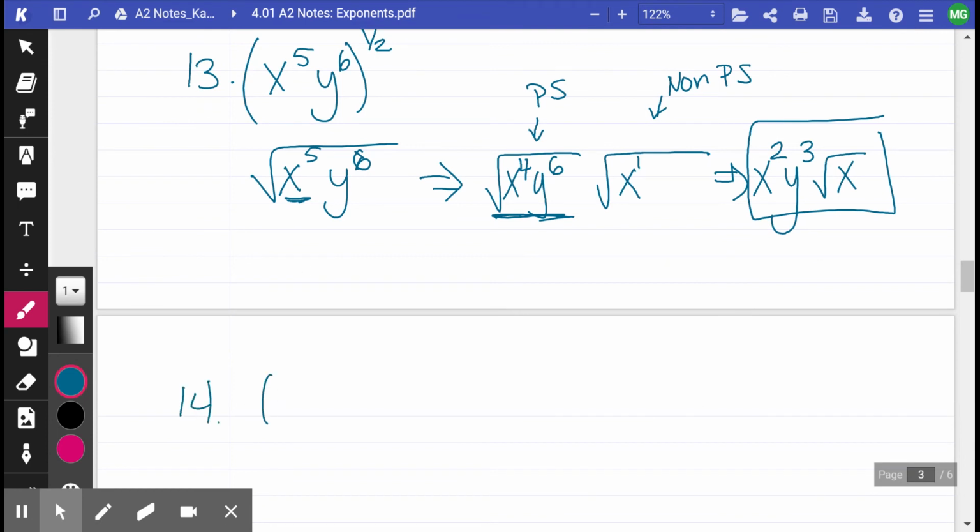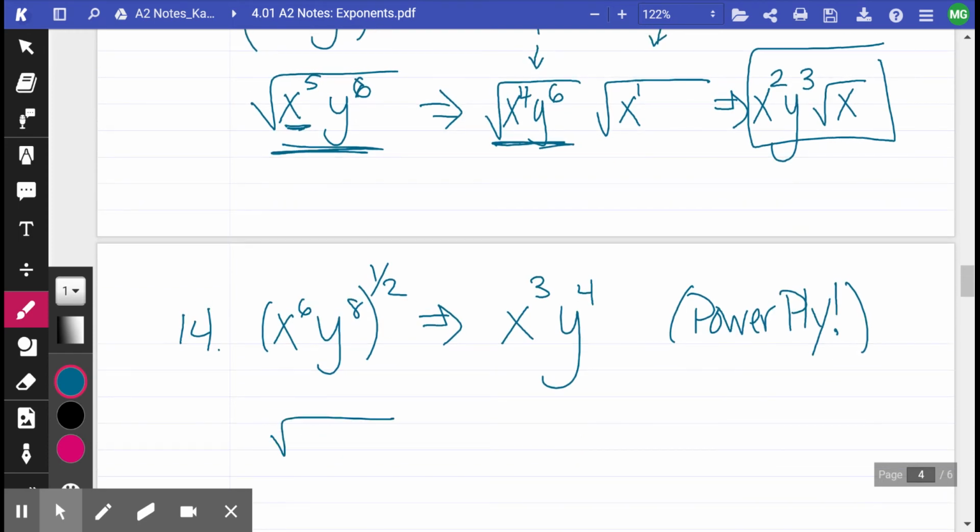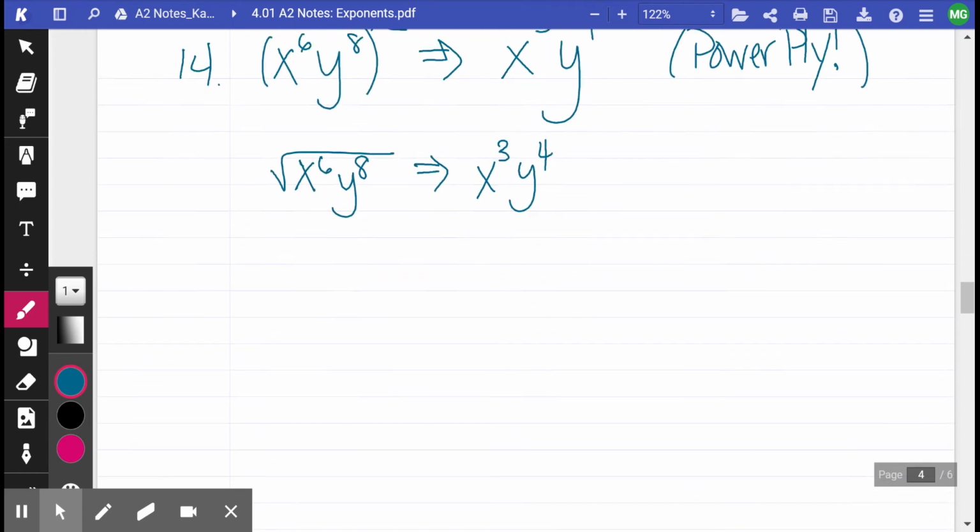And one more, let's do x to the 6th, y to the 8th, one more of these 1/2 powers, that is. So now we have this to the 1/2 power. Now this one, since they're both even, you can rewrite it like we did up here, or you could power apply it too and just say 6 times a half would give me 3, and 8 times a half would give me 4. So you can power apply that. Or if it's easier for you to see it like this, rewrite it as a square root and then get the answer that way. Either way is fine.